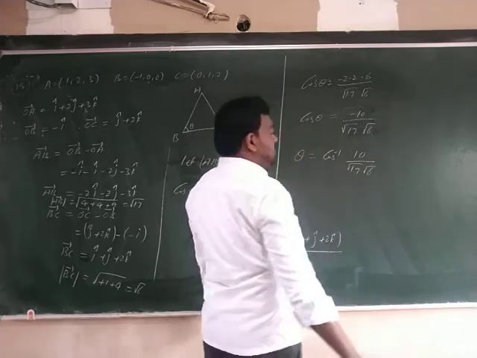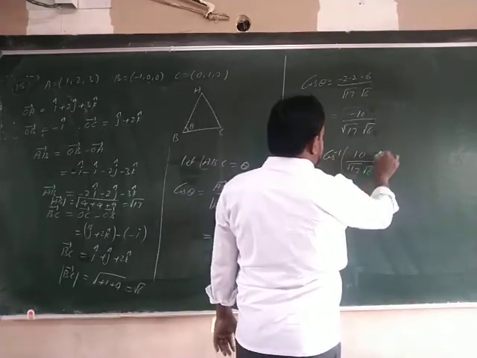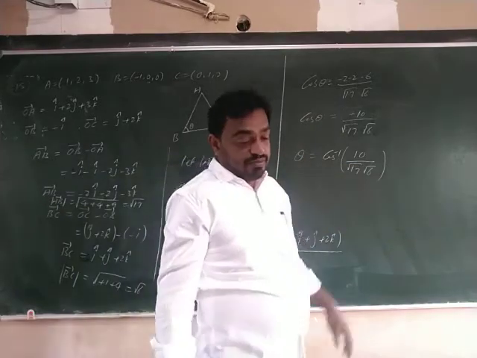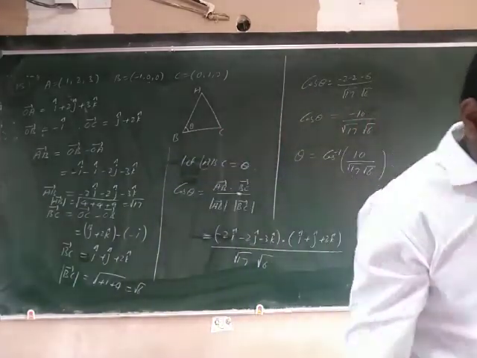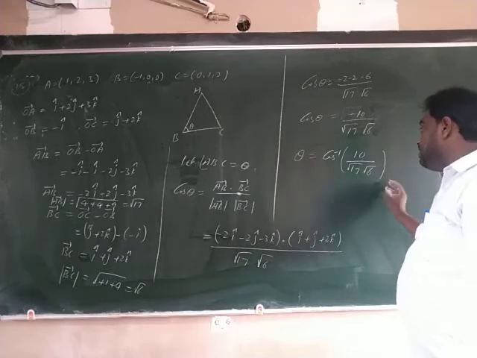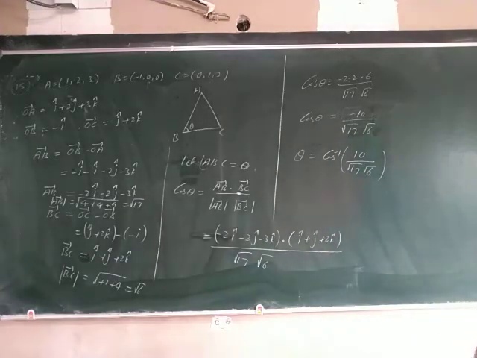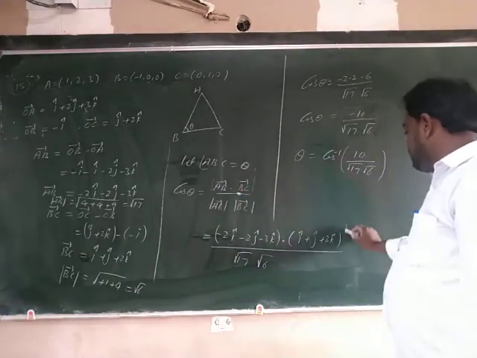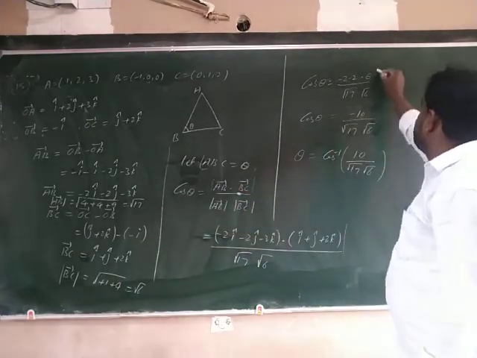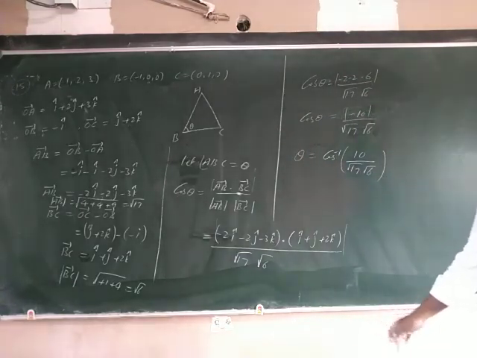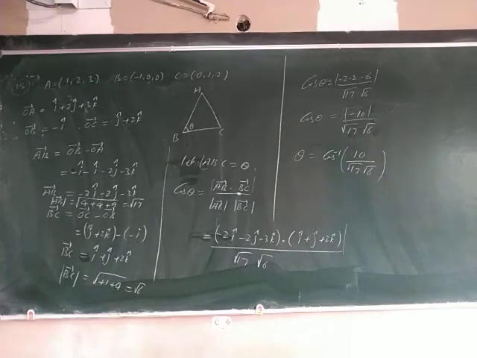If theta is an acute angle, we take positive. If theta is an obtuse angle, we take negative. So here I am taking the acute angle only, so I will write plus. Otherwise you can write it as a modulus: modulus of minus 10 only, theta equal to cos inverse. So this is the 15th solution.